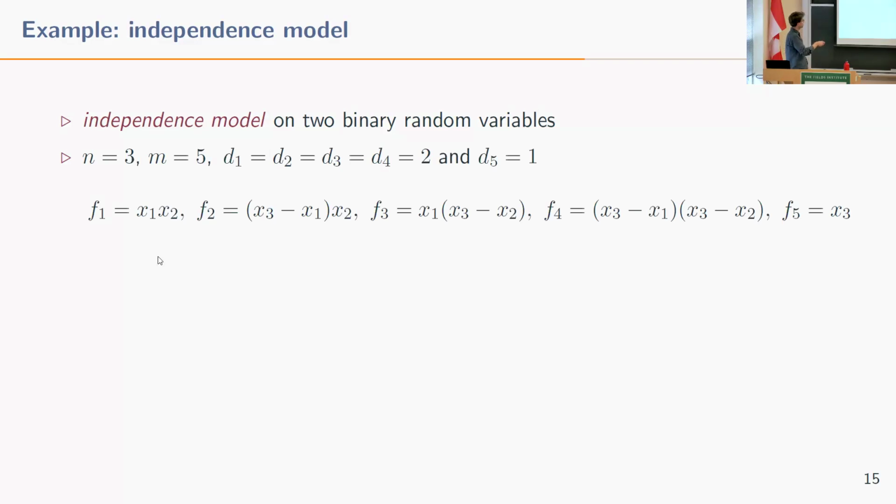Then I get x1 times x2. Now I would have 1 minus x1 times x2, but I need to homogenize it. So I introduce this variable x3. And in the end, I need to put this homogenizing variable x3. So this is how I derive this model.